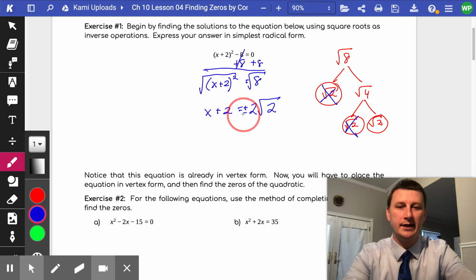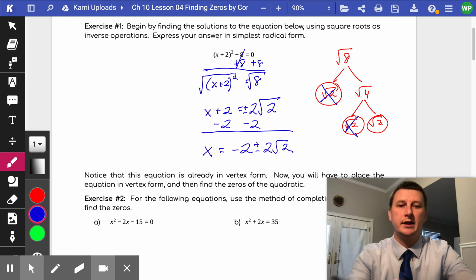And we always want to add that plus or minus. So the last thing we want to do is subtract 2 from both sides to get this x completely isolated over here. And we'll have x equals, now I like to put this number first and then the plus or minus radical. So I'm going to do negative 2 plus or minus 2 radical 2.